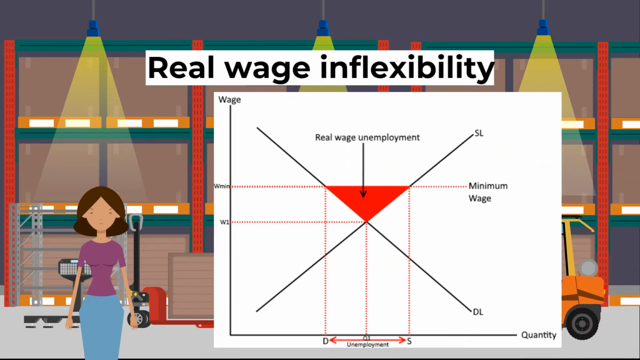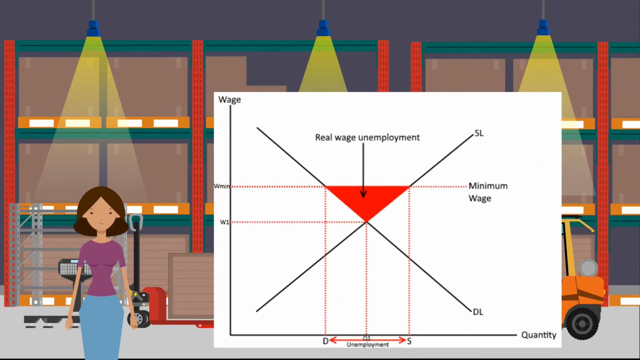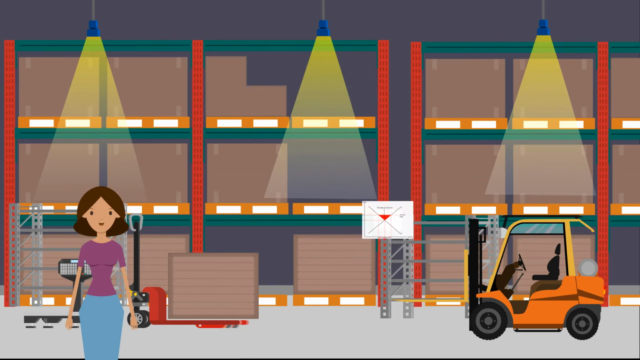Now, real wage inflexibility. This is unemployment considered to be the result of real wages being above their market clearing level, leading to an excess supply of labor. Some workers might be prepared to work for less than the minimum wage, and companies may be prepared to take on more workers if they could pay them less than the minimum wage, but this is illegal and so unemployed workers cannot get a job.